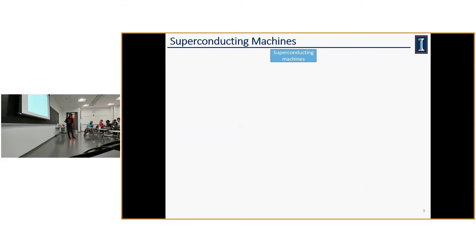When you take a superconducting machine, there are two kinds of machines. One is partially superconducting, the other fully superconducting. Partially superconducting means we only use the field coil as a superconductor. We use conventional copper coils as the armature winding. Fully superconducting means we replace the field winding as well as the armature winding.